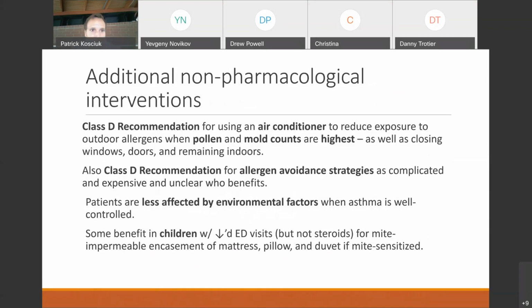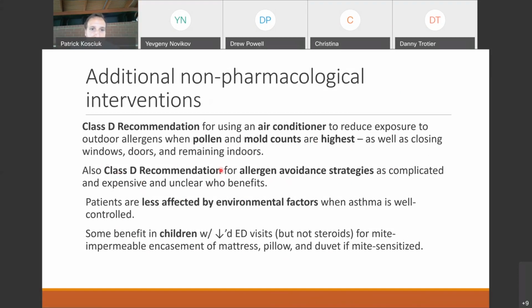Other things, Class C recommendation for an air conditioner when it's hot outside, largely because you're reducing the amount of time you have your windows open, and that reduces pollen and mold counts. Additionally, there's a Class D recommendation for allergen avoidance strategies, and this is like huge home service modeling and super expensive to do. So it's complicated and it's expensive and no one knows who really benefits, but it's a Class D recommendation to do something like that.